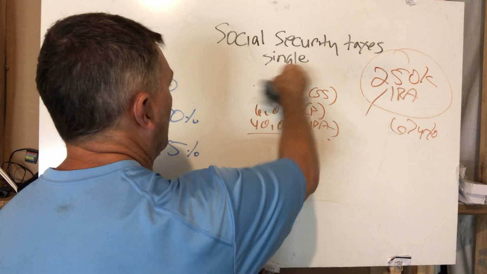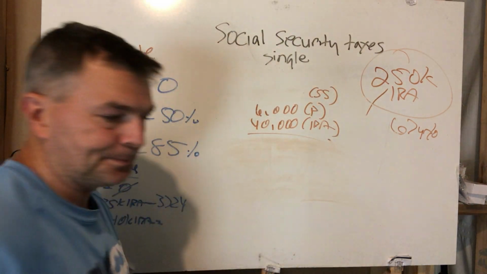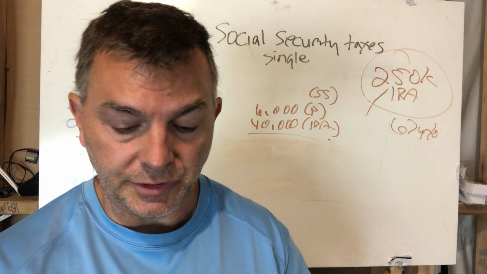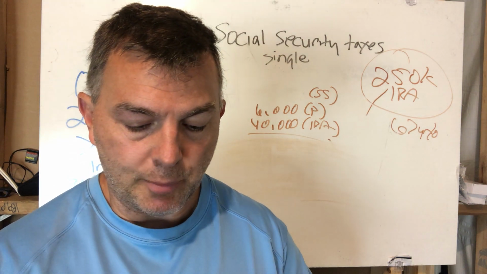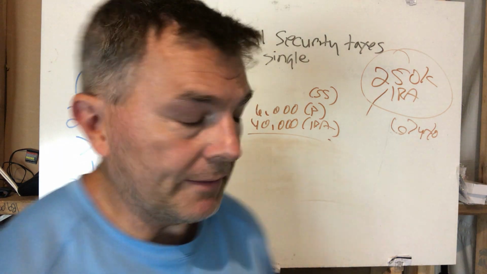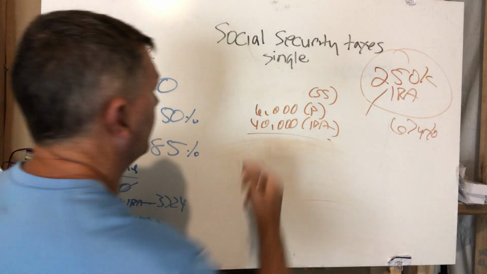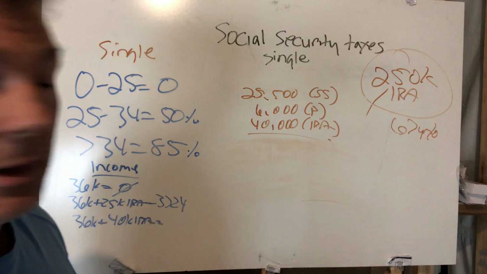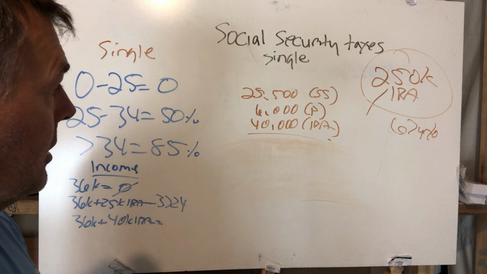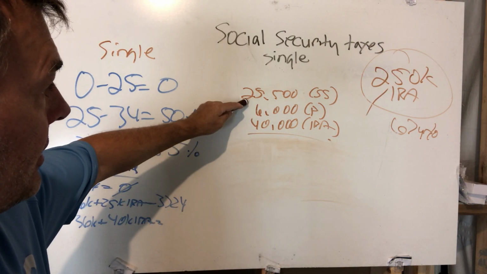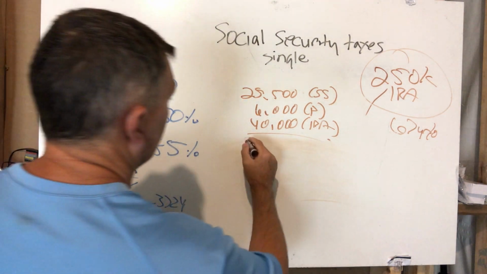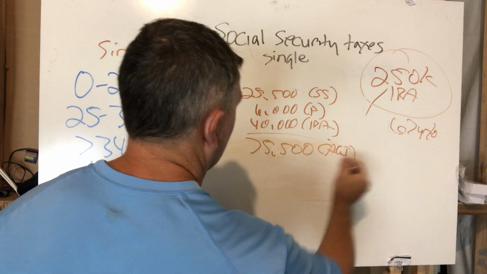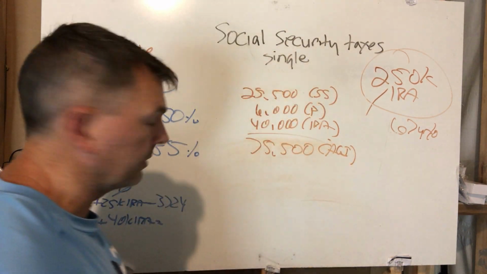Now we have to figure out her total income, her AGI. We take $30,000, her Social Security benefit, times 0.85, which is 25,500. Then 25,500 plus her pension plus her IRA distribution is 75,500. That's her AGI. This can get pretty ugly pretty quickly.